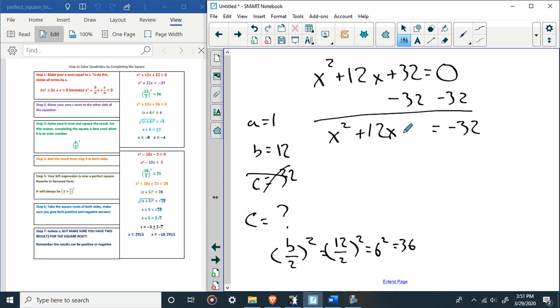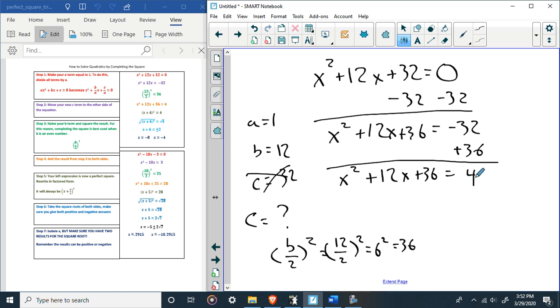So what do we want to do? I want to add 36 here, but again, if I add 36 here, I also need to add 36 over here, okay? Still algebra. x squared plus 12x plus 36, negative 32 and positive 36 is going to make 4. So I'm just going to get this out of the way.